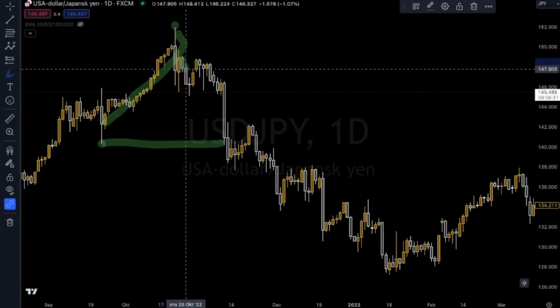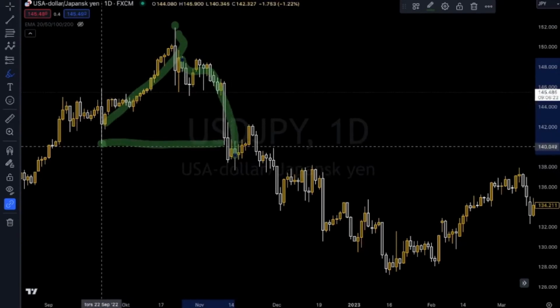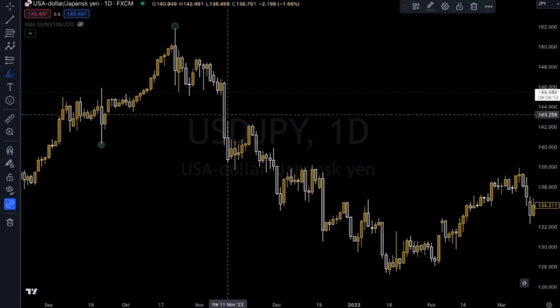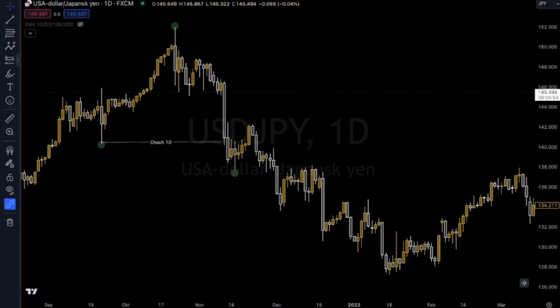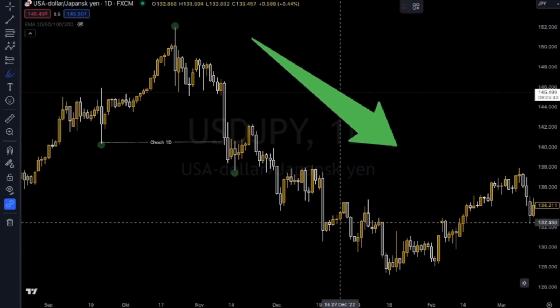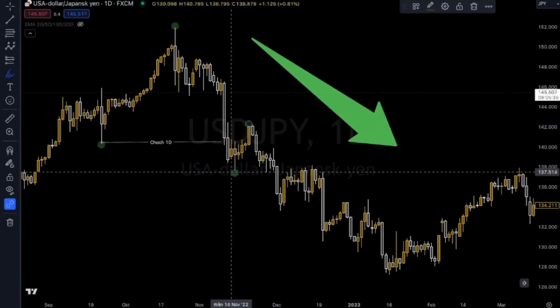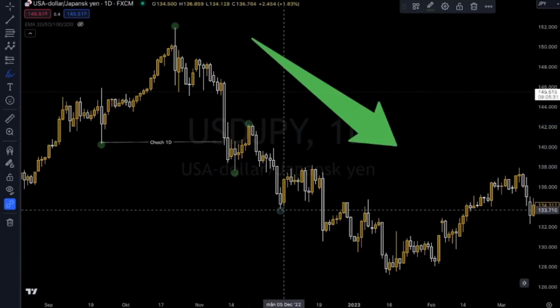Market pushes down and creates what? A lower low, and therefore it has changed character. So from this low to this high to this lower low, market changes character, and we are now on a downtrend. From here, what happens? Market retraces, creates a lower high, pushes back down, breaks this low, so break of structure, and creates a new lower low.